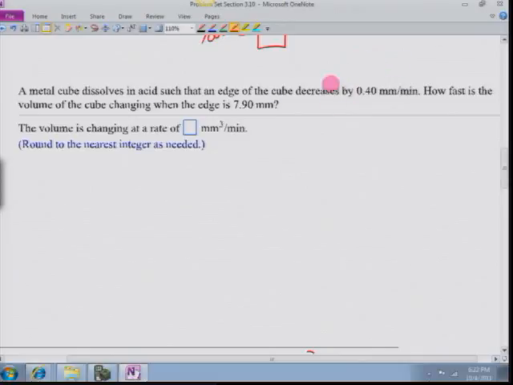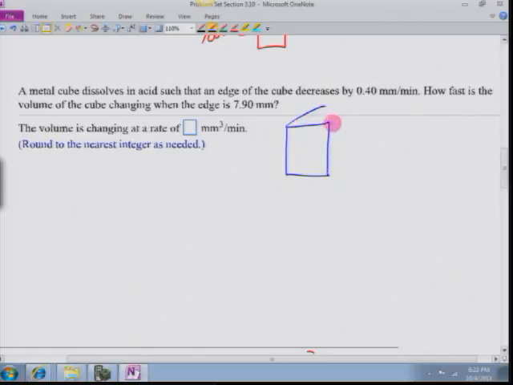So is this a dt? Yes. Yeah, so that's going to be a dt. That's a derivative. How fast is the volume of the cube changing? Is that a derivative? How fast is the volume changing? That's a derivative. That's a rate. When the edge is this amount. So, what do we know?